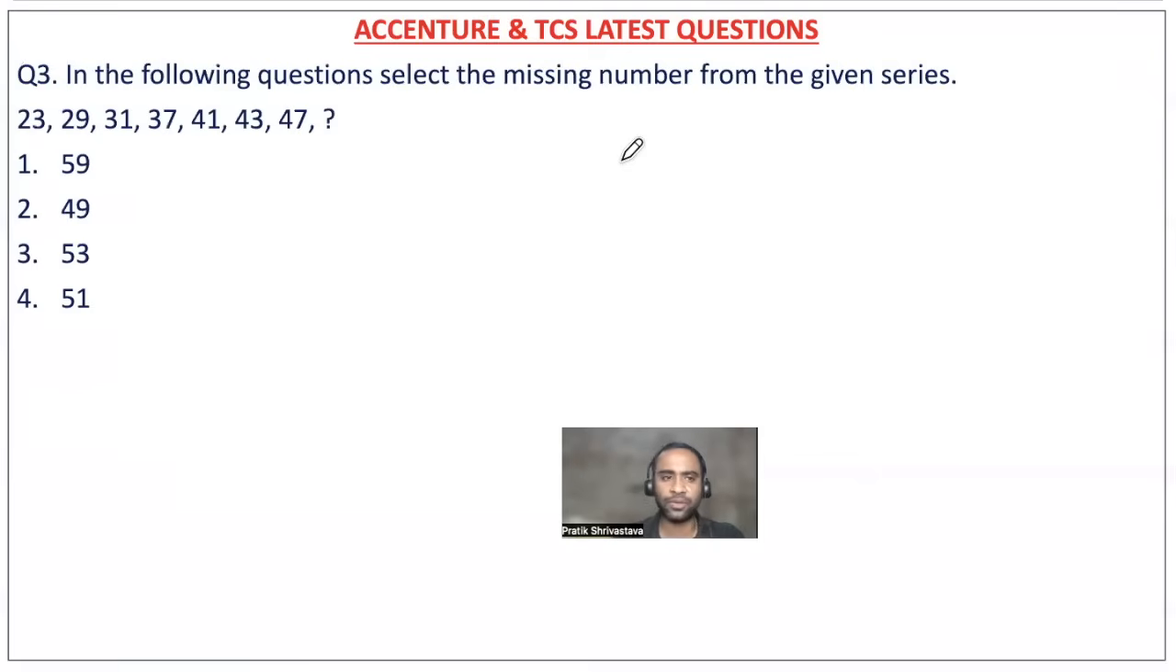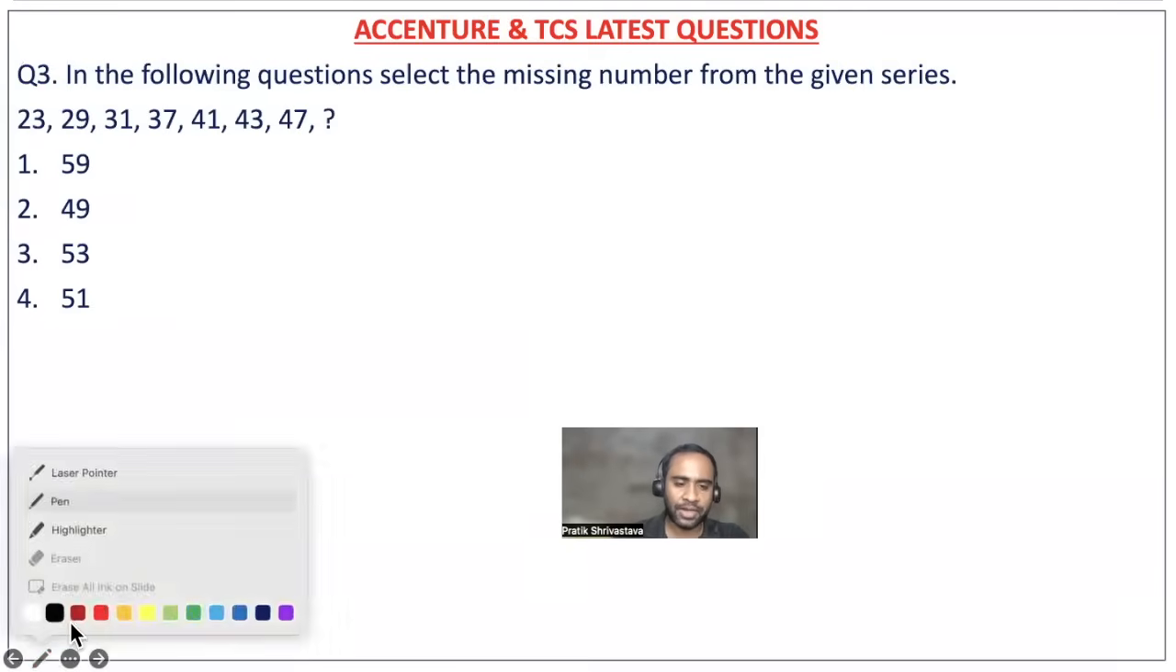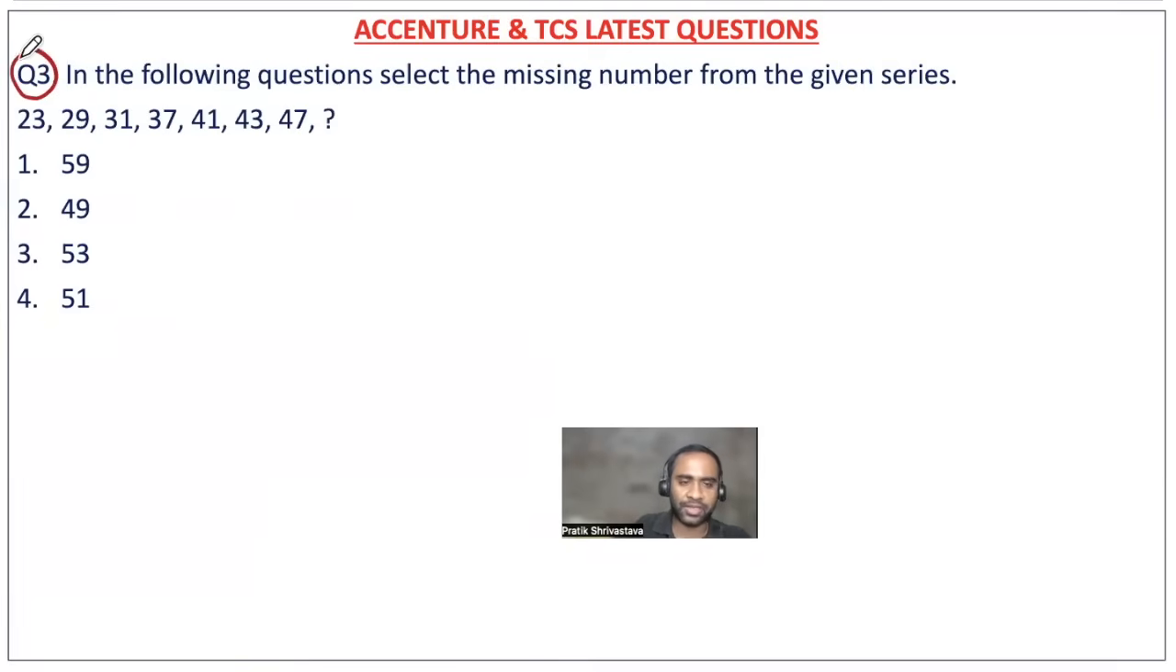Question number 2 is also very clear to you. Now friends, moving towards question number 3. In the following question, select the missing number from the given series. Again, first you solve it by yourself, and then only you watch the solution.